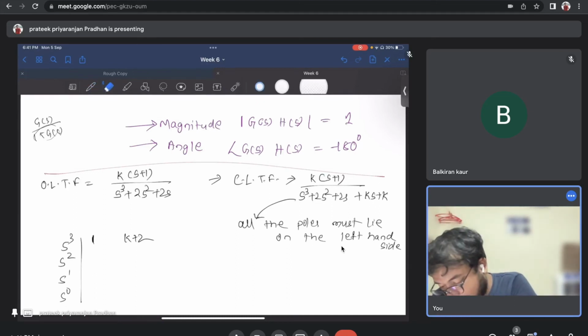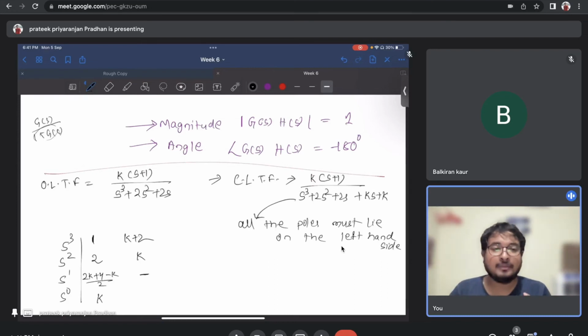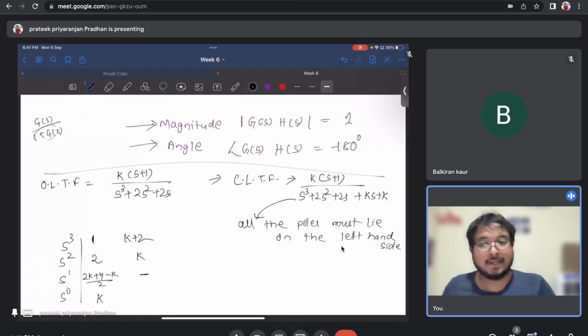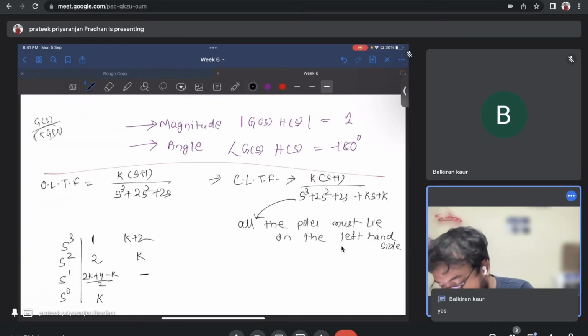Sorry, it's 2 and K. Okay, so this will come as 2 into K, 2K plus 4 minus K, whole divided by 2. This doesn't have anything, and here you will get K. Do you remember how to draw, like how to get the Routh array? This calculation, you remember, right?